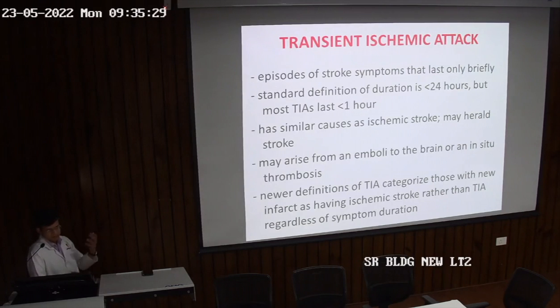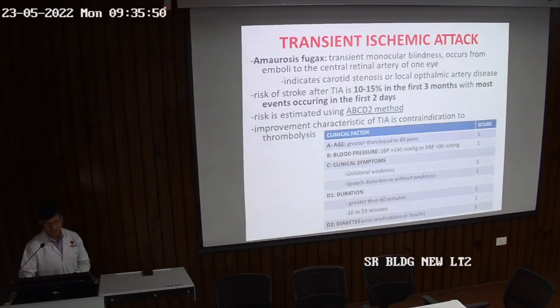So the patient's focal neurological deficit must recover within 24 hours. If it does not recover within 24 hours, it does not come in the category of the transient ischemic attack. Only when the patient's focal neurological deficit completely recovers within 24 hours, then it is known as the transient ischemic attack.